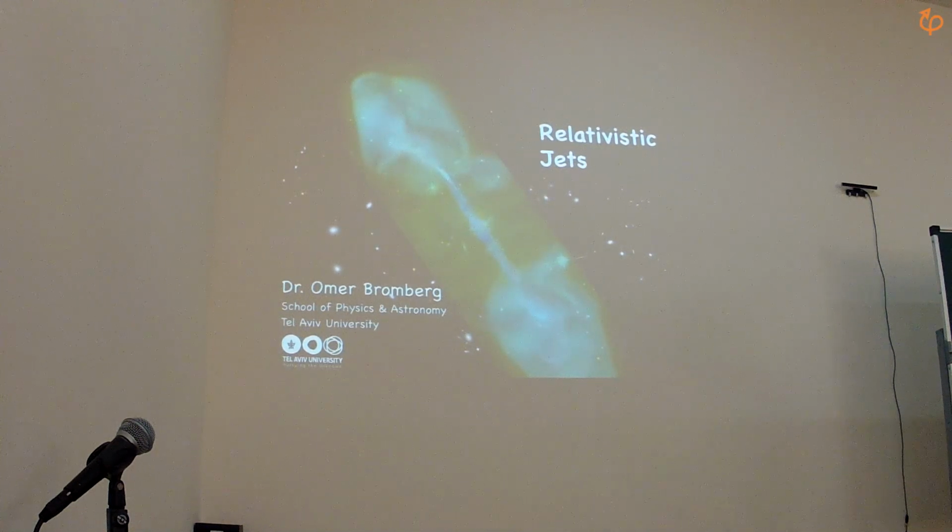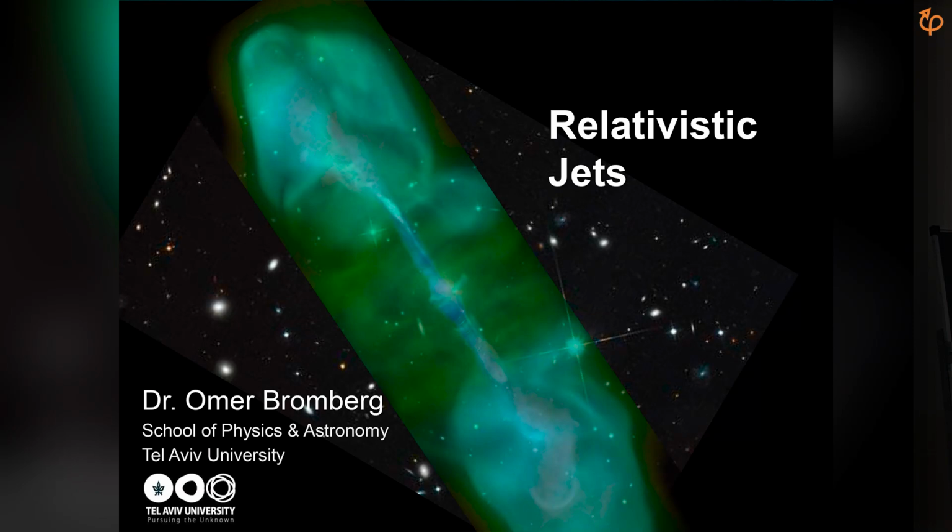But one of the interesting products that comes out of black holes are, as Anton said, relativistic jets, and we see these jets in many objects in space. And I want to tell you a little bit about the basic properties of these jets.